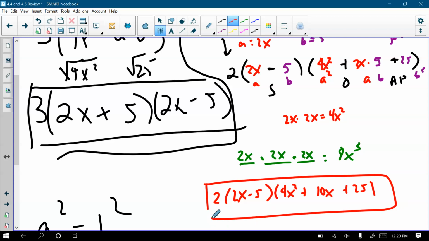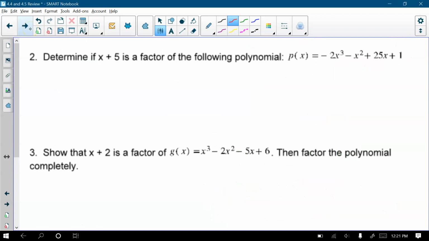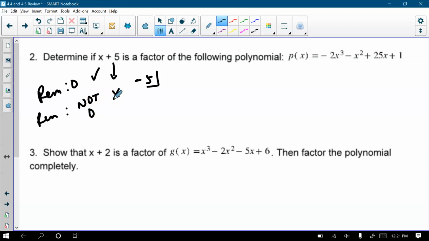Yowzers, that's a tough one. All right, that's it for these. Let's keep going. Determine if x plus 5 is a factor. So the way you do that is synthetic division. We're going to take the opposite sign of negative 5. If we get a remainder of 0, then yes, we have a factor. If the remainder is not 0, then we do not have a factor.